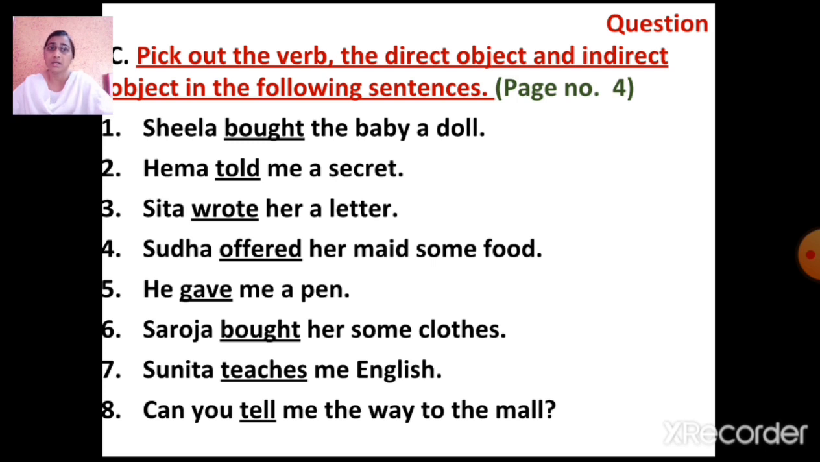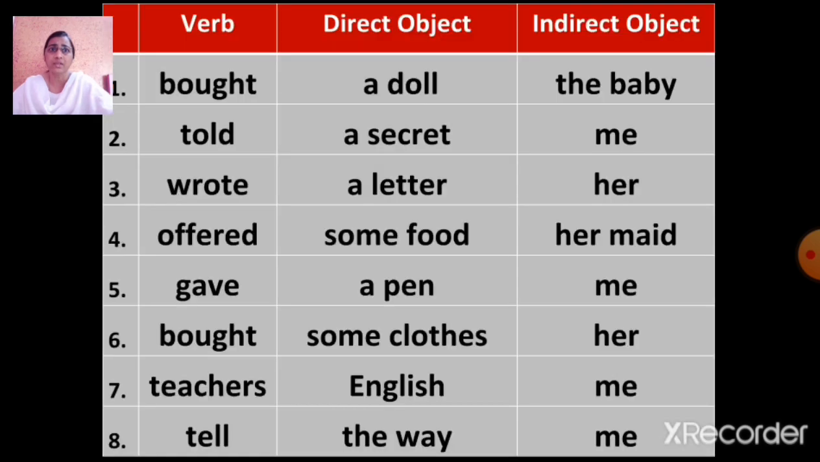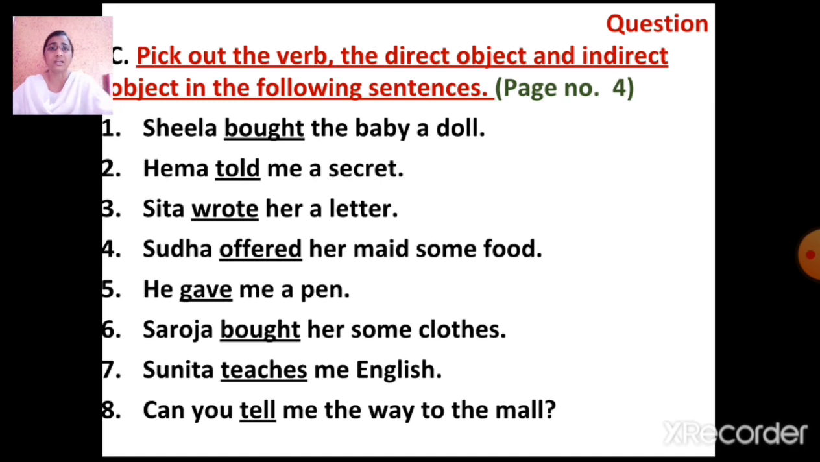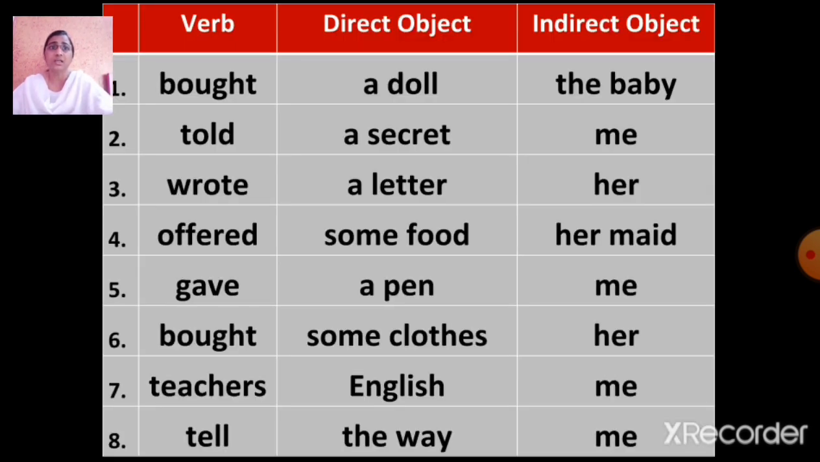Now here gave is verb. Then ask question, gave what? A pen. So a pen is direct object. For whom? Me. So me will be indirect object. Alright. So you will write in the given column. Keep on writing, students. Then the next one. Saroja bought her some clothes. Now here the verb is bought. Then the direct object is some clothes and the indirect object is her.